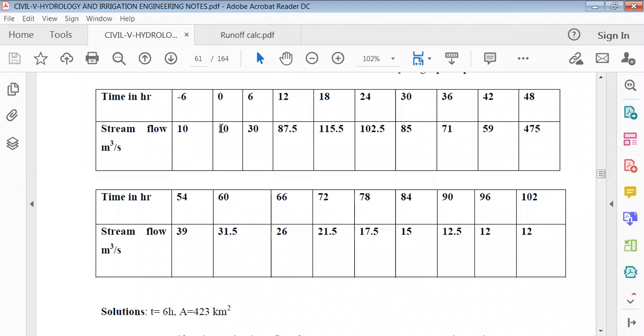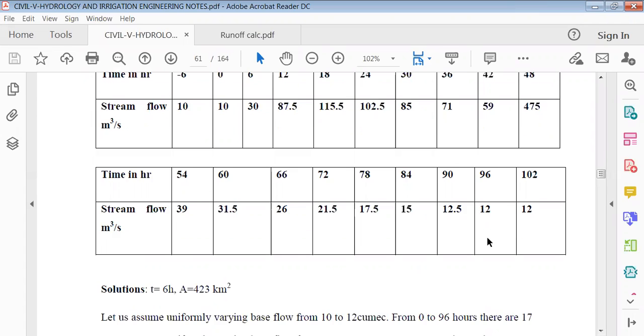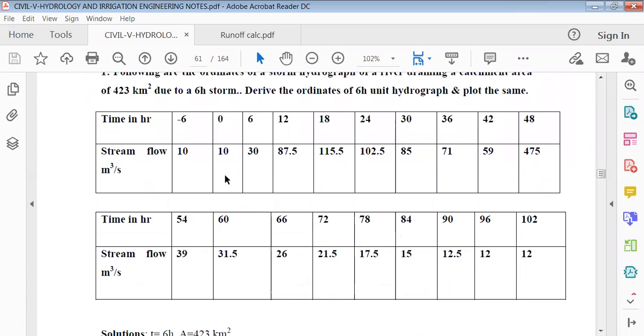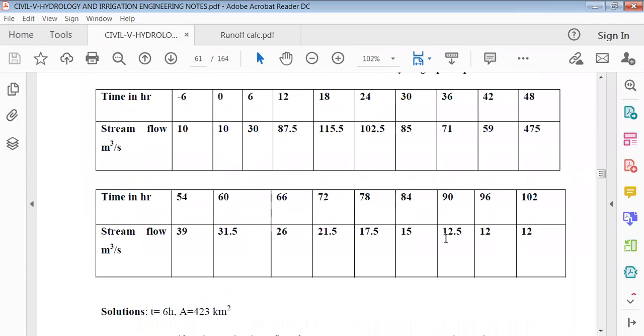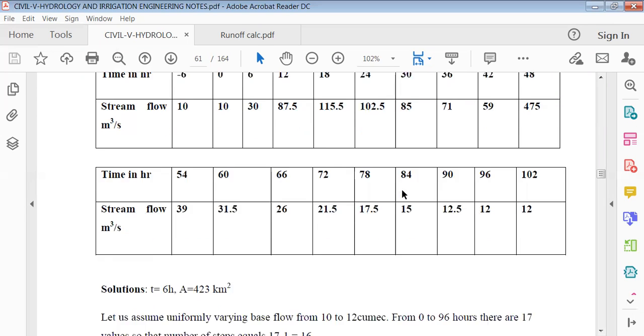Okay, so the first point is 0, here it is 10, and the last point is 12. So we'll deduct these two values. The last is 12, so it is 12 minus the first value, that is 10, divided by 16 points. So 16 steps. We have to calculate this: the last value minus the first value divided by the total number of steps.